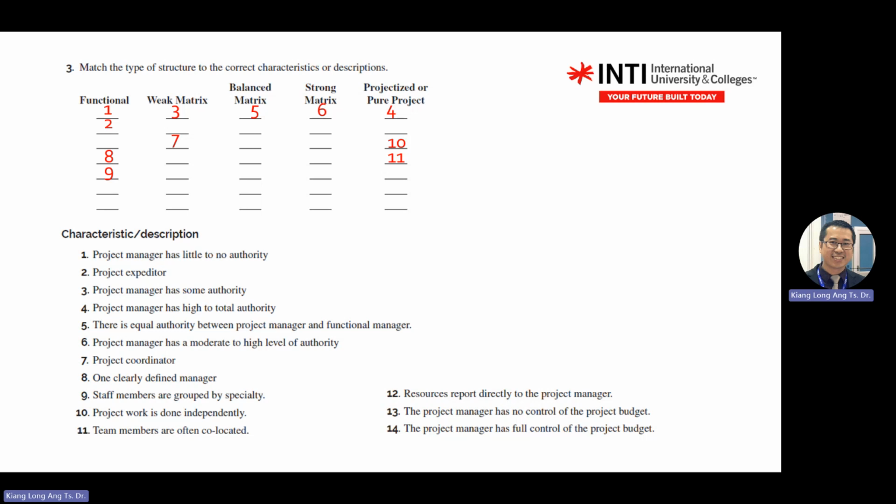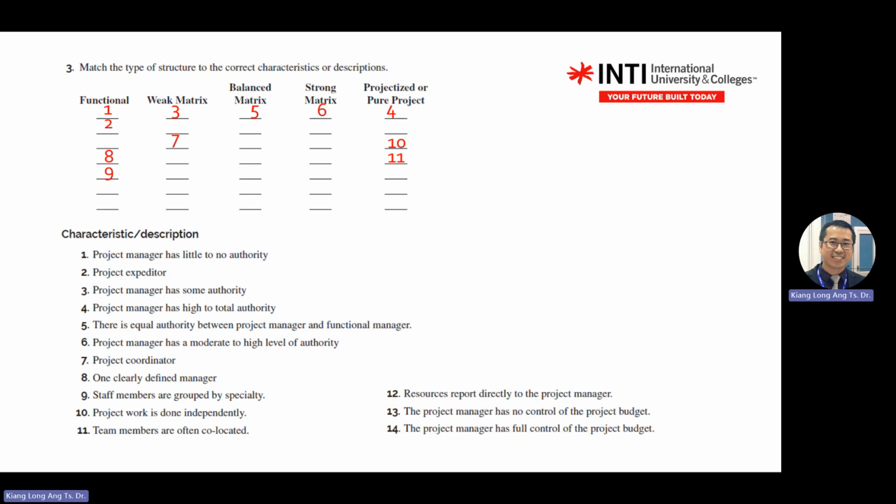Okay. So it's still playing with the level of wording. Often means very high frequency. So if they say team members are grouped by specialty, of course this is traditional, functional. Team members are sometimes, or you say equally split, then it's a balance. So you play with the level of wording.